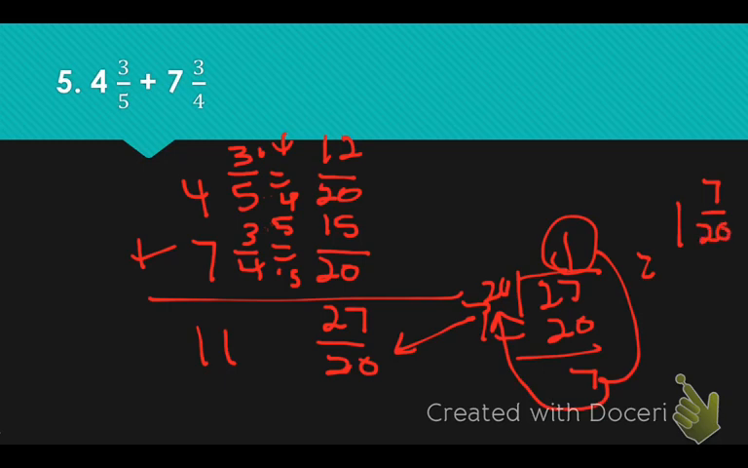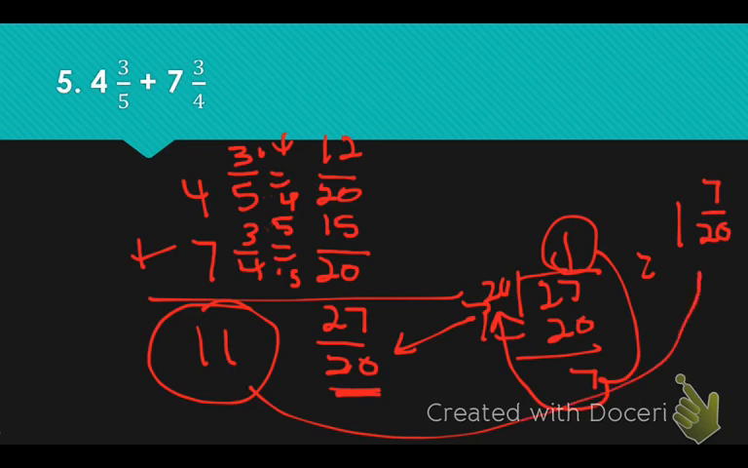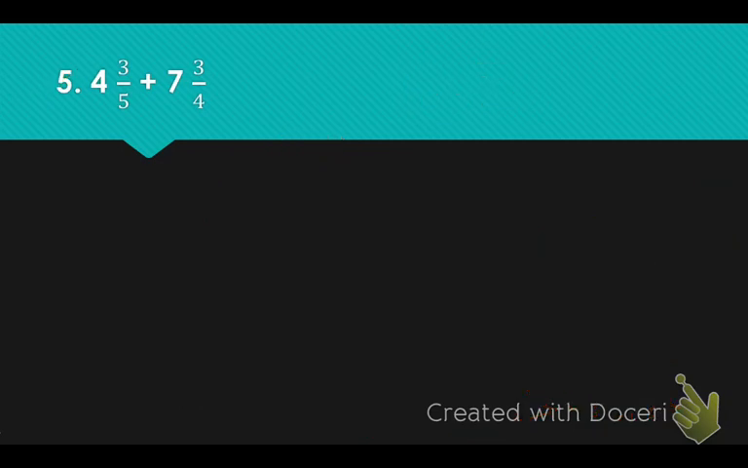Now, I already had this 11 over here, and this other part over here is equal to 1 and 7 20ths, so I have to put them together. I have to add these, and I get 12 and 7 20ths. If you got that, put a check mark. If you didn't, you should be copying it down. Here we go.